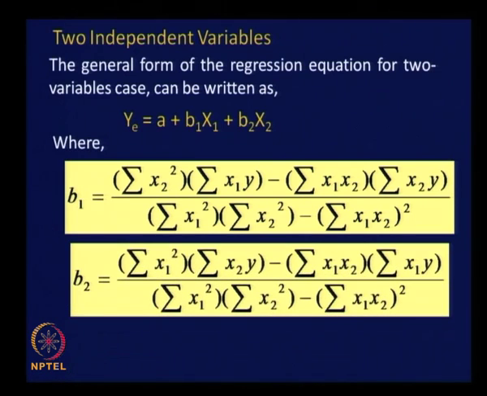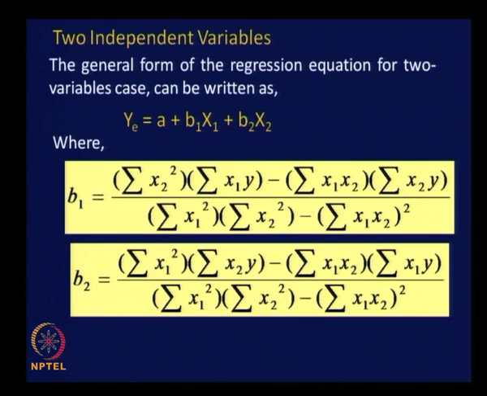and b2 can be calculated as sigma x1 squared into sigma x2y minus sigma x1 x2 into sigma x1y, whole divided by sigma x1 squared into sigma x2 squared minus sigma x1 x2 whole squared.